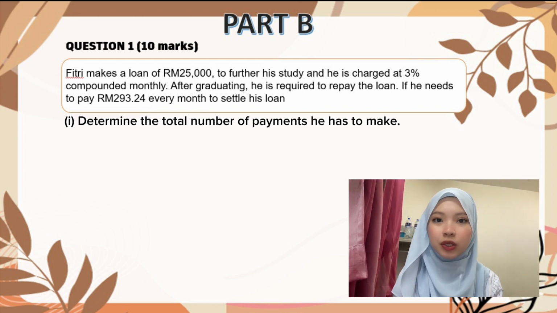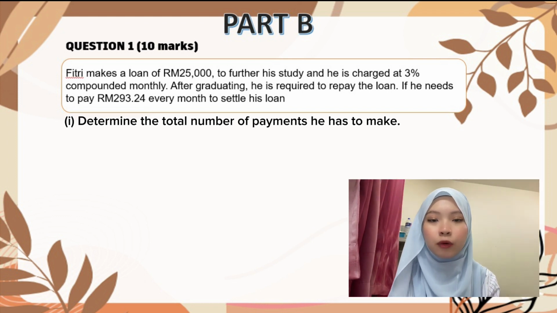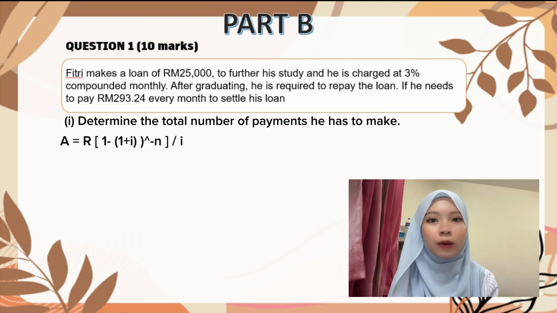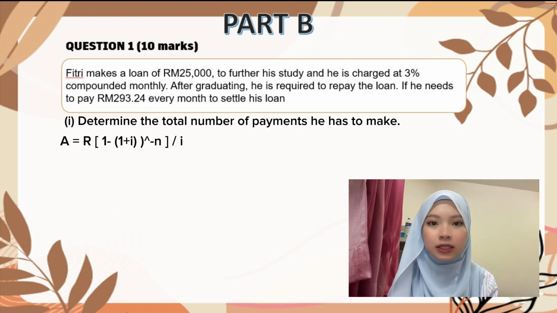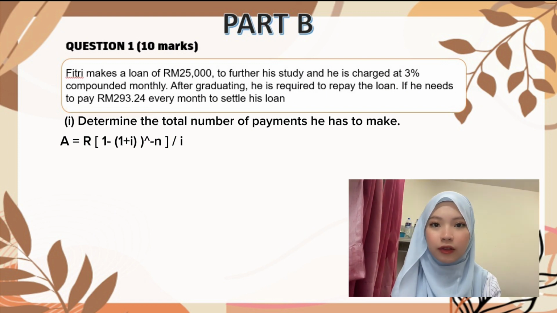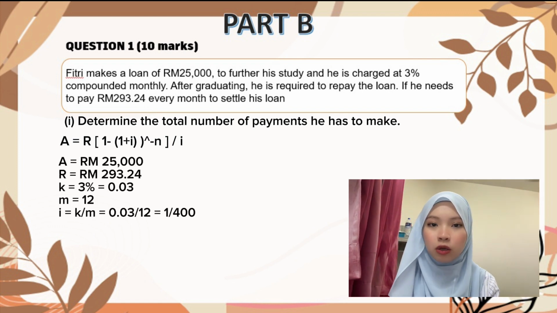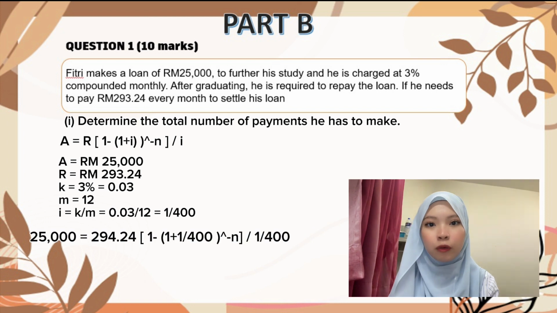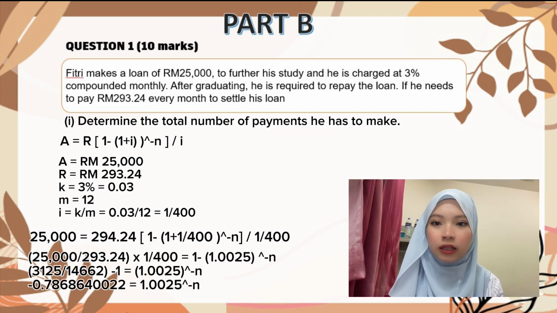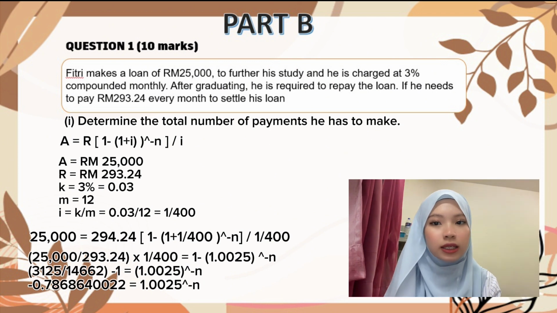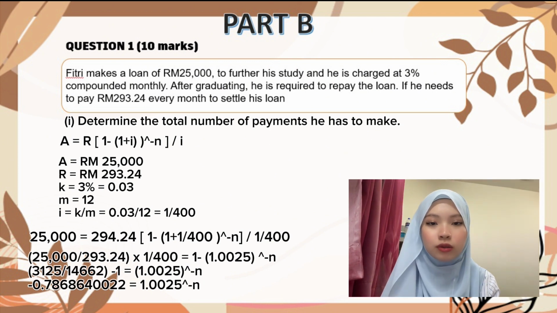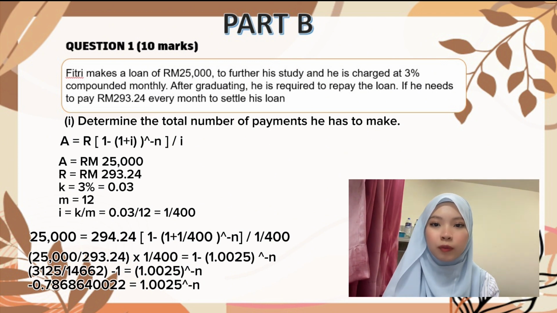So, for this question, we are going to use the formula A equals R, open bracket 1 minus (1 plus I) to the power of negative n, close bracket, over I. So we have to replace all the information above into the formula. And we got the answer, negative 0.7868400022 equals 1.0025 to the power of negative n.